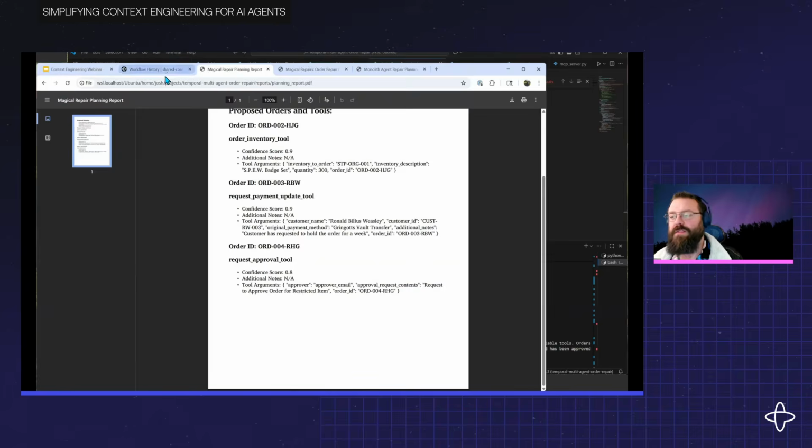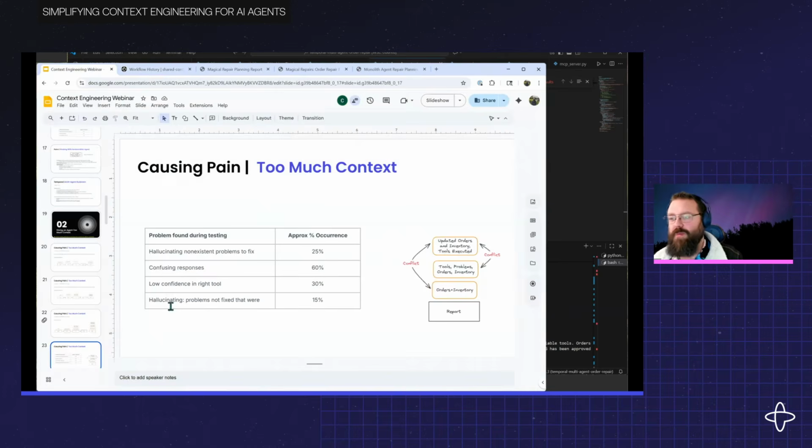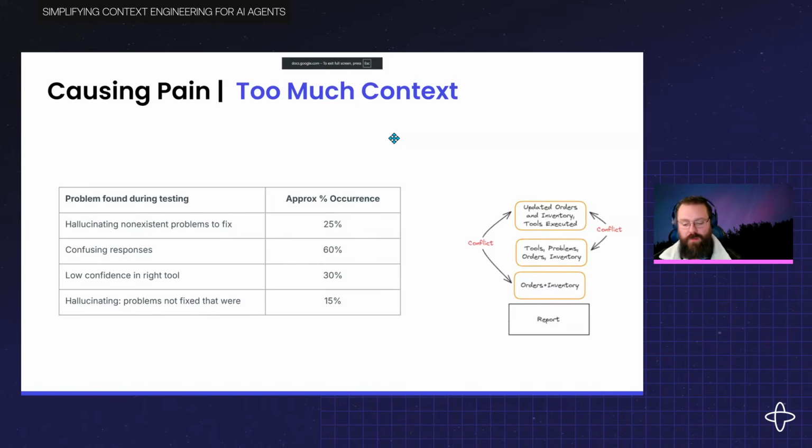One of the things that I noticed, I'll just go back to my summary results here. This is pretty typical. When you give it too much information, it seems to get confused about what it did, and what it already did and what it thinks it needs to do.